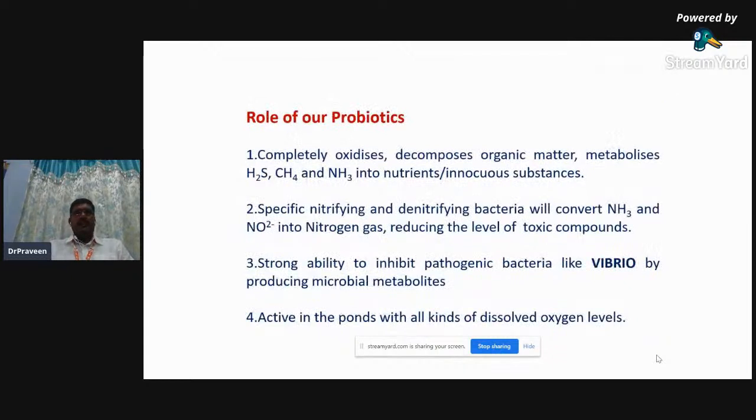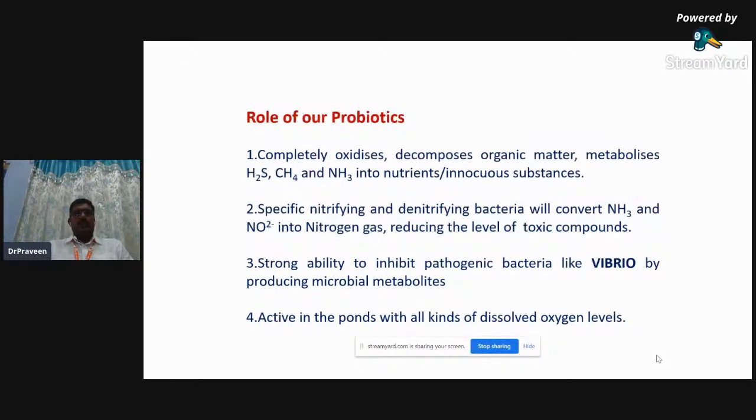So probiotics here completely oxidize the organic matter. They decompose organic matter, they metabolize gases such as hydrogen sulfide, methane, and ammonia, and they convert all these metabolites into nutrients. Second, specifically some nitrifying and denitrifying probiotics will convert ammonia into nitrite and nitrite to nitrate, and finally to nitrogen gas. This is the nitrification process. It reduces the level of toxic compounds.